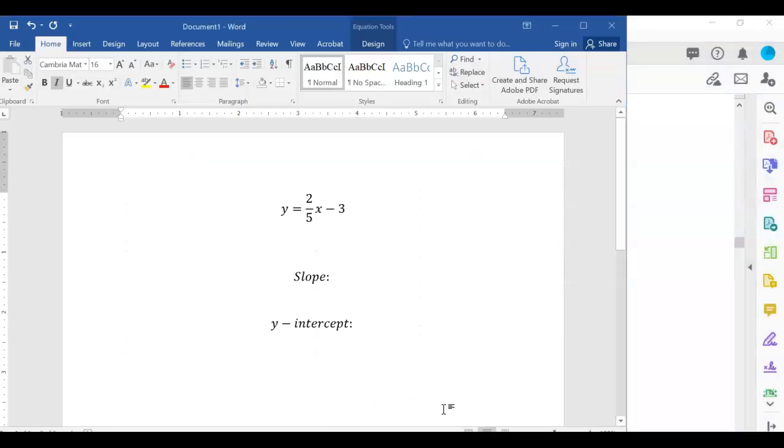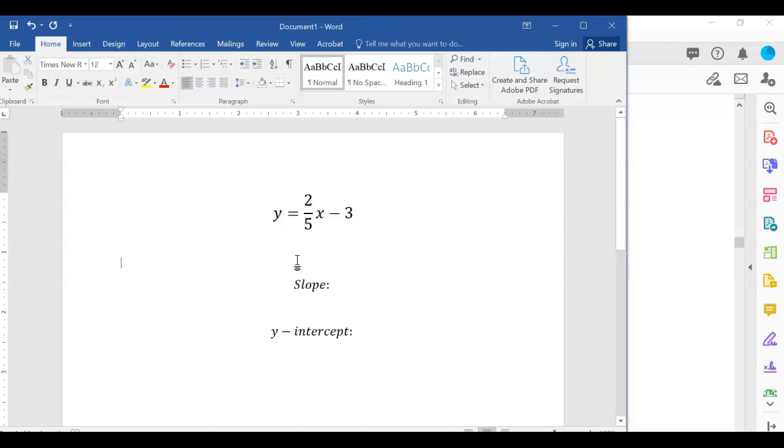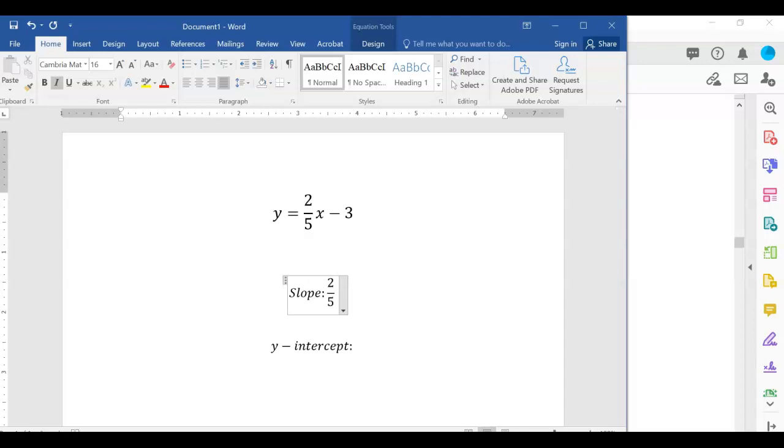This first one, y equals 2/5 x minus 3, is already in slope-intercept form. Remember, slope-intercept form is y equals mx plus b. We already have that. So all I have to do, now that I have y equals a number times x plus another number, is say the slope is the number 2/5, the coefficient of the x term.